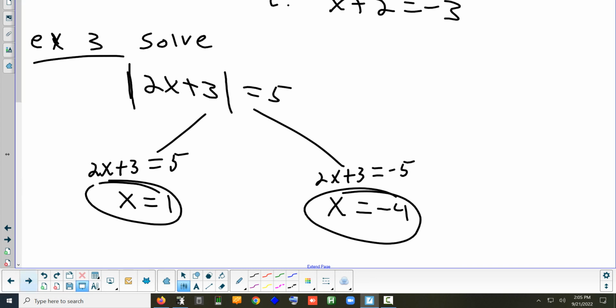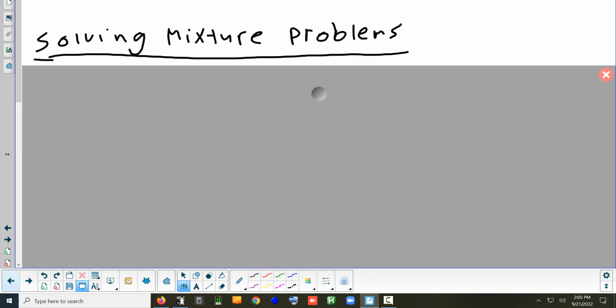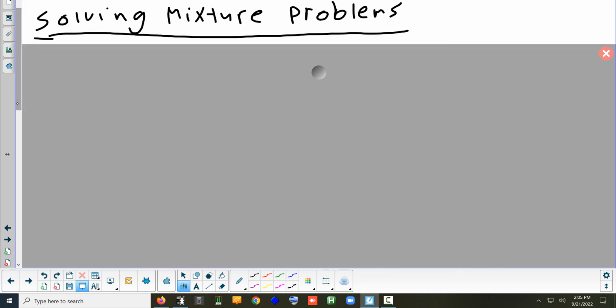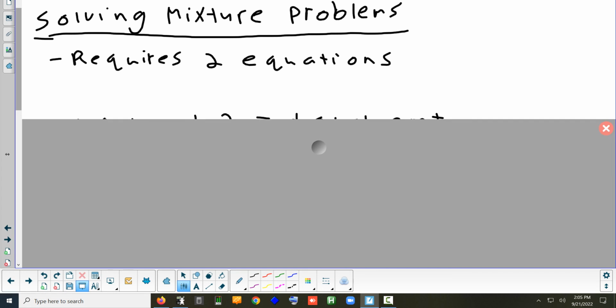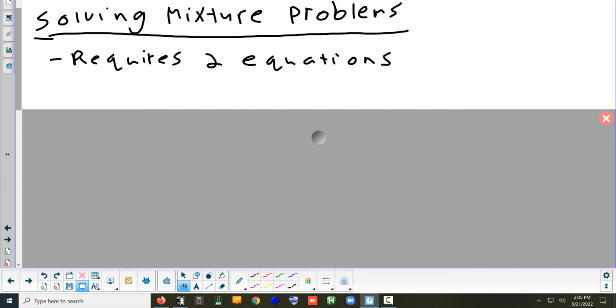Okay. So the last thing we'll look at before we finish up with quadratics is another application of a linear type of problem, not a quadratic yet, and it's called a mixture problem. So when we want to solve a mixture problem, we're going to have to write two equations. And the way a mixture problem works is they're going to tell you you're starting with two solutions.